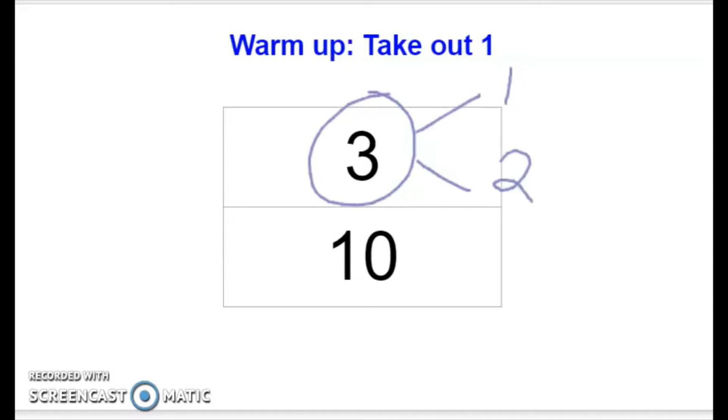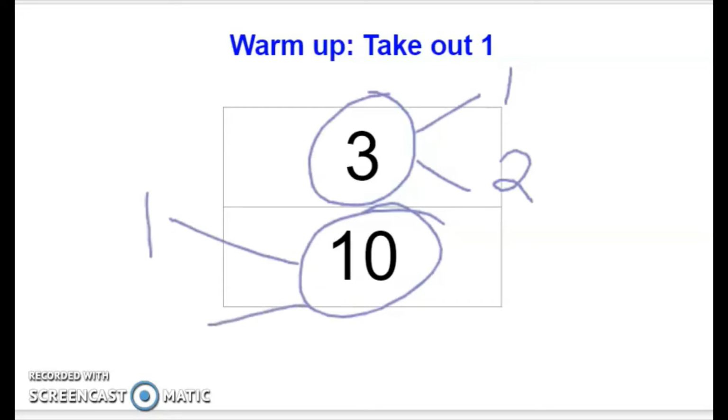Let's try our second number, 10. You say 1 and 9. Great job, my friends. Let's go ahead and do another mini number bond. 1 and 9. Oh my goodness, great job, my friends. We had a great warm-up. Let's go ahead and jump straight into our math vocabulary.